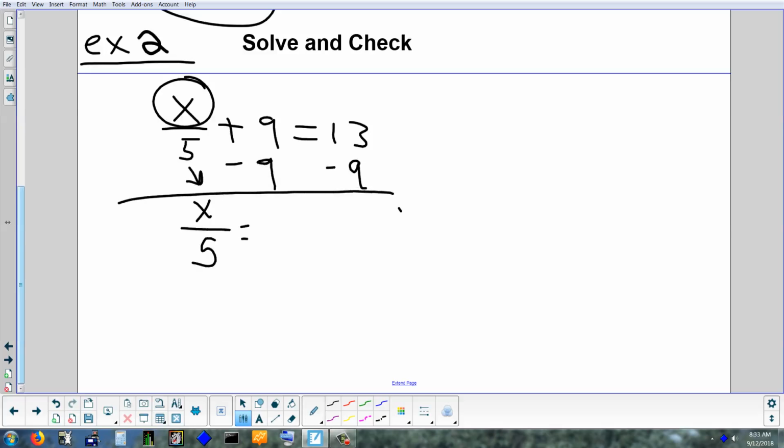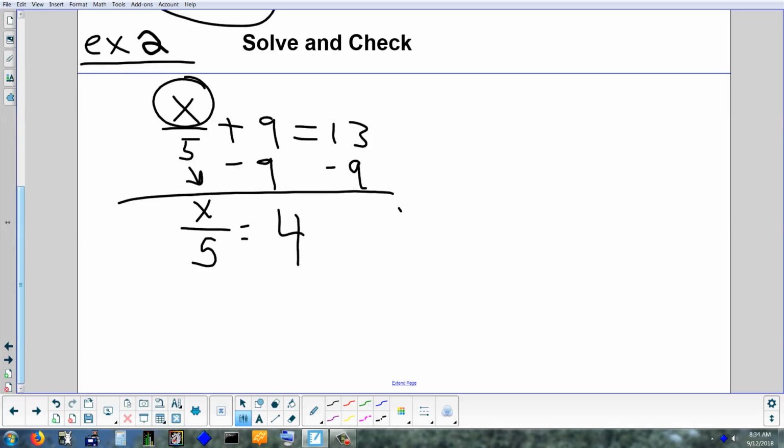4. All right. Again, I don't have variables on both sides. I only have the x over 5 on one side. So I don't have to move anything else. I'm done with that step of add or subtract. There's nothing else I can do. All right. Gigi, what's my next step? Multiply or divide, right?